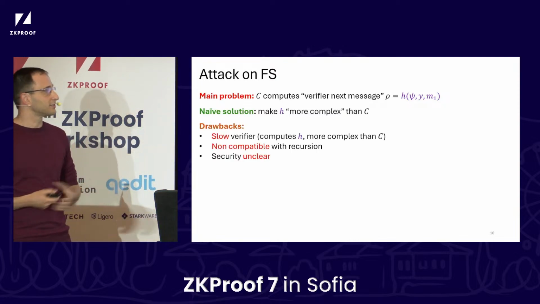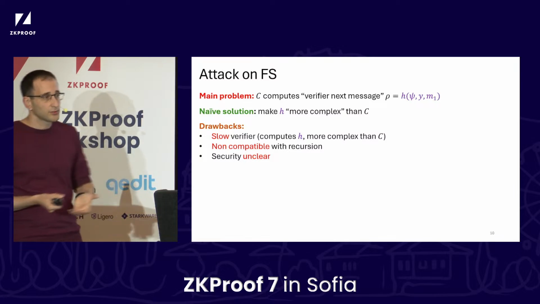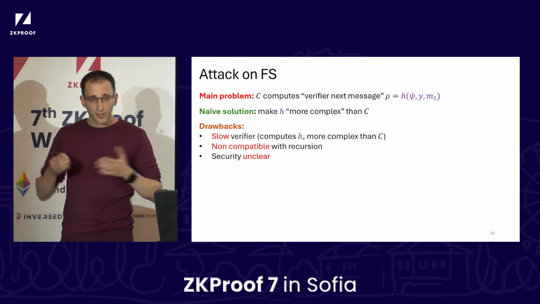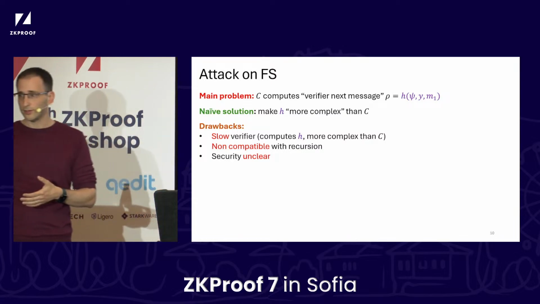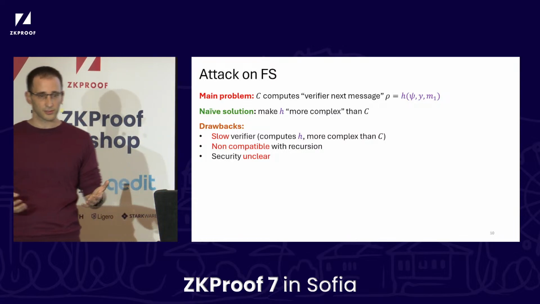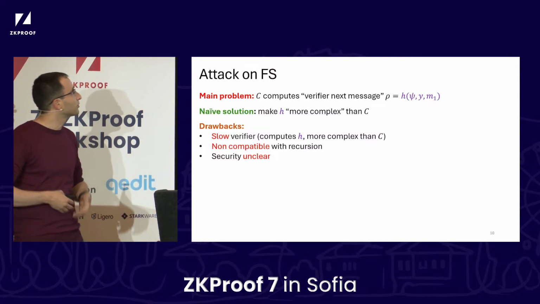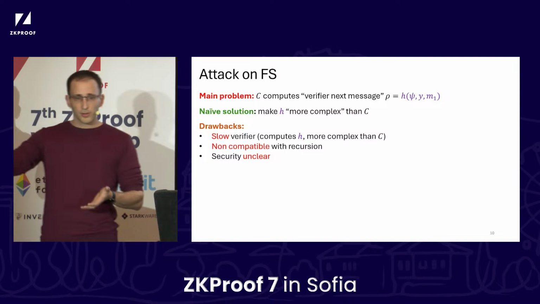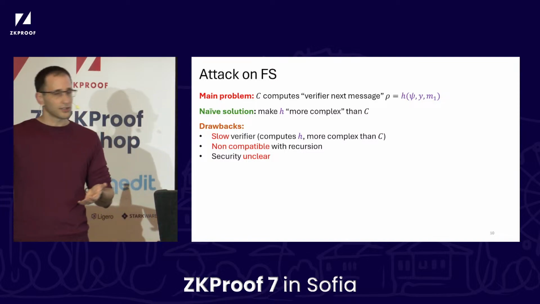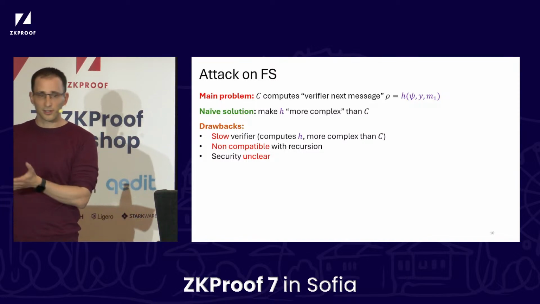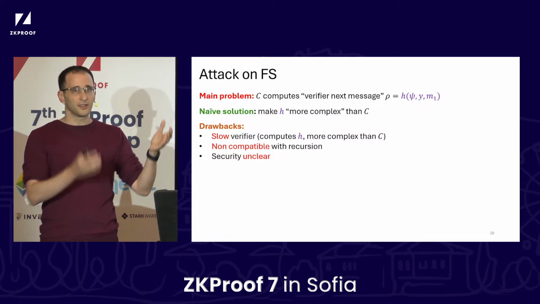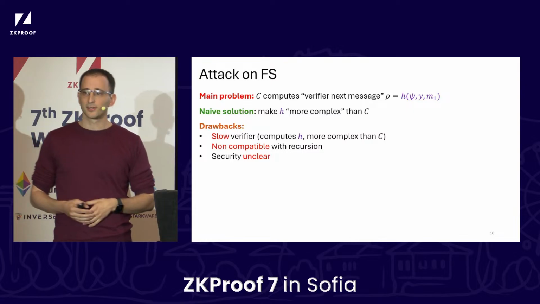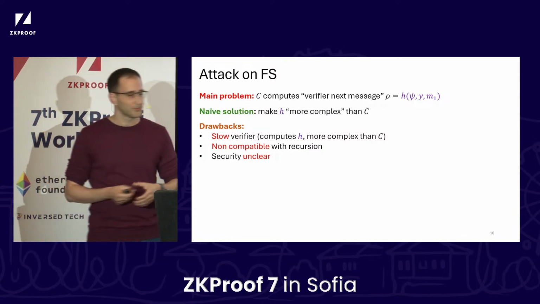What are the drawbacks of this solution? First, you're making it slow. If I make the hash function more complex, the verifier needs to compute the hash function, so you're making the verifier slower. If we're talking about recursive composition, then I made the verifier slower, and in the next round of my recursion, the statement that I'm proving is actually the verifier. So now I need another Fiat-Shamir that is more complicated than that, and so on. So it's not very recursion friendly.